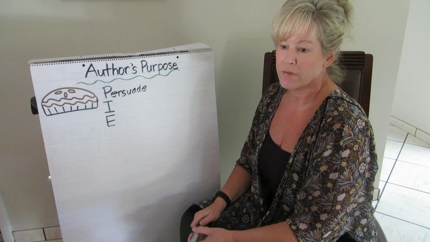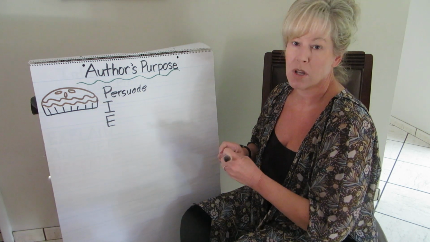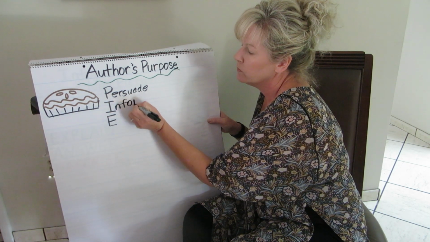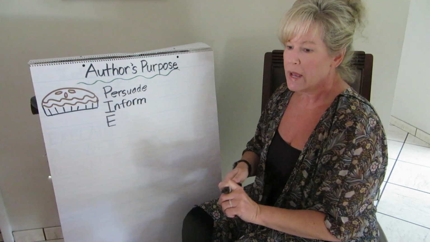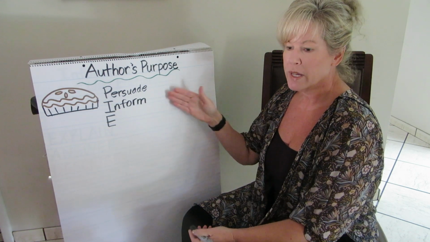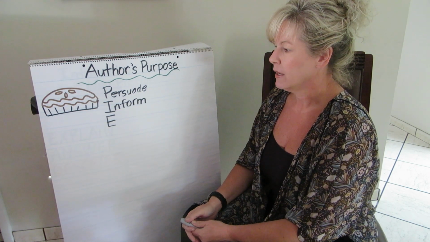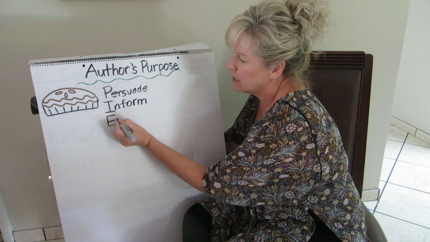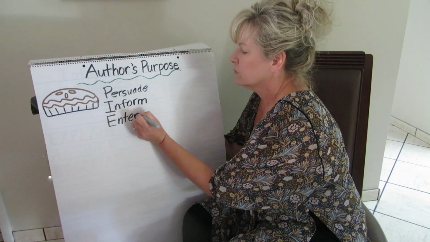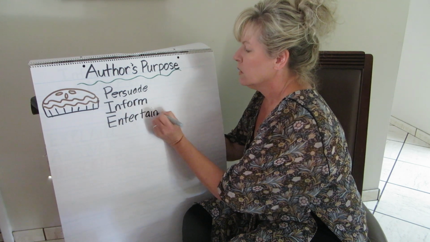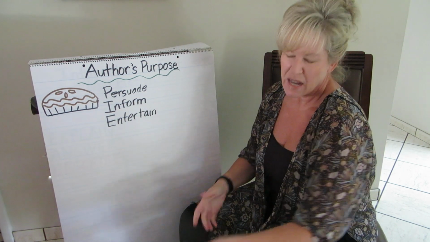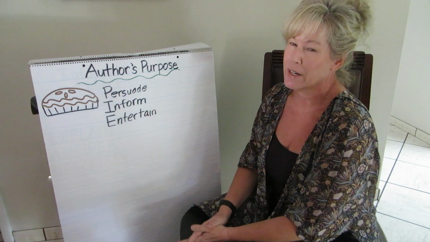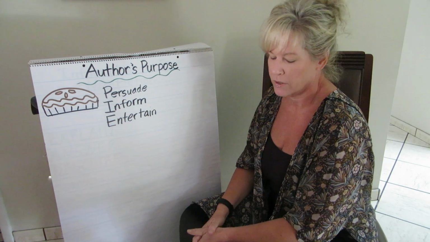Another type of text that we see, the author writes a text for the purpose to inform. So when you have information, you're getting real, true facts about a topic. And lastly, authors write for the purpose of entertaining. So they want to get some kind of an emotion out of you, whether you laugh or you cry. When you think about fiction text, you're really thinking about entertaining.